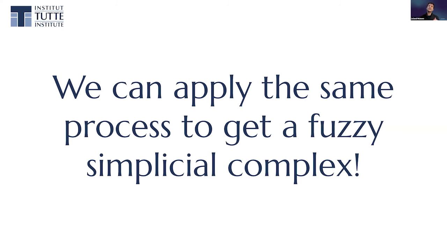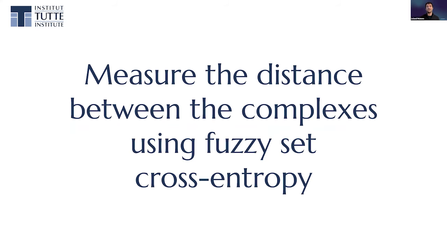Well, seeing as we really care about the geometry, topology, structure of the data, let's apply the same process and get a fuzzy simplicial complex associated to that low-dimensional data. Now we're just representing the topology in a nice finite combinatorial way, and we have nice algebra to compare these things. So we can measure the distances between these complexes using fuzzy set cross entropy, seeing as we have fuzzy simplicial sets here. And it's a nice measure that looks at how much the low-dimensional representation differs from the high-dimensional one.